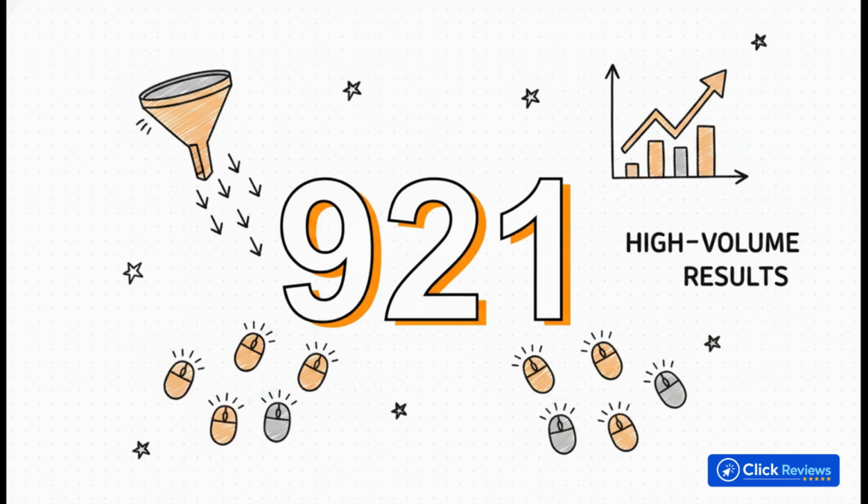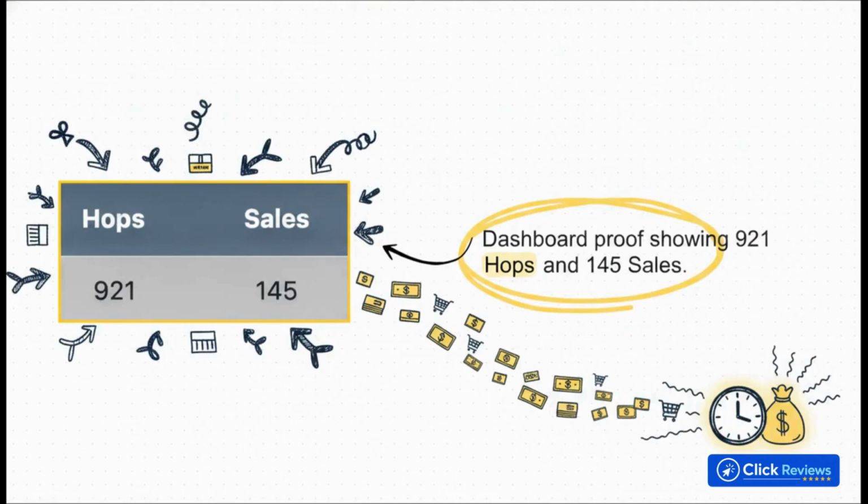I mean, that is a highly specific, very bold claim designed to showcase massive, immediate results, all without needing a pre-existing audience. And to back this up, they actually provide dashboard proof. It shows exactly 921 hops, which, if you don't know, is just affiliate marketing terminology for clicks, and that resulted in 145 sales. The source material is totally packed with these types of quick win anecdotes. For example, they highlight this one moment where Max supposedly made $895 in just 14 minutes on his very first attempt using this redirected traffic strategy.